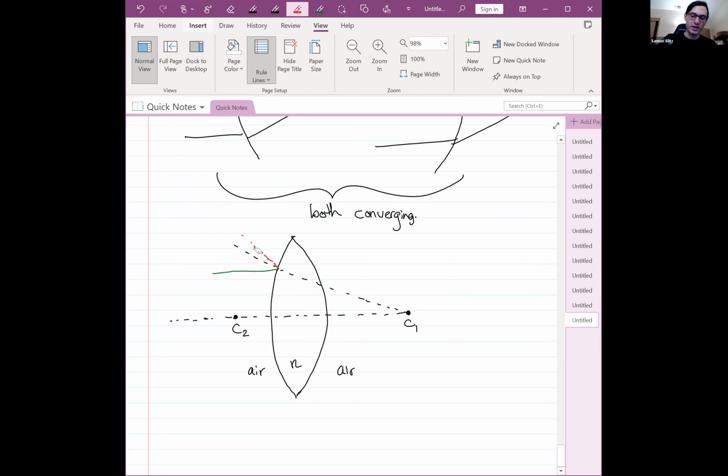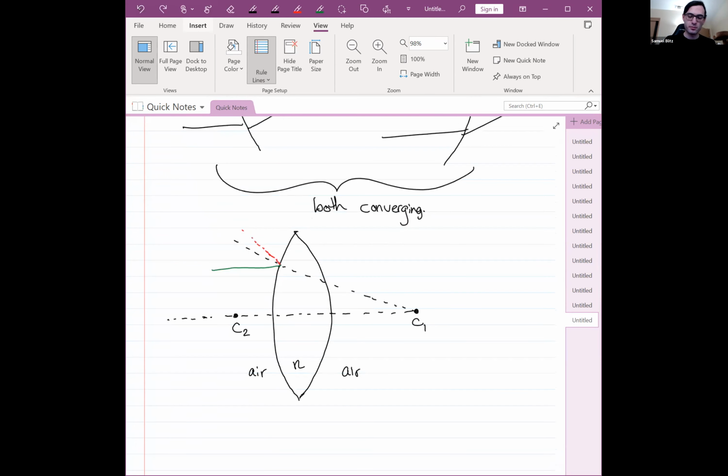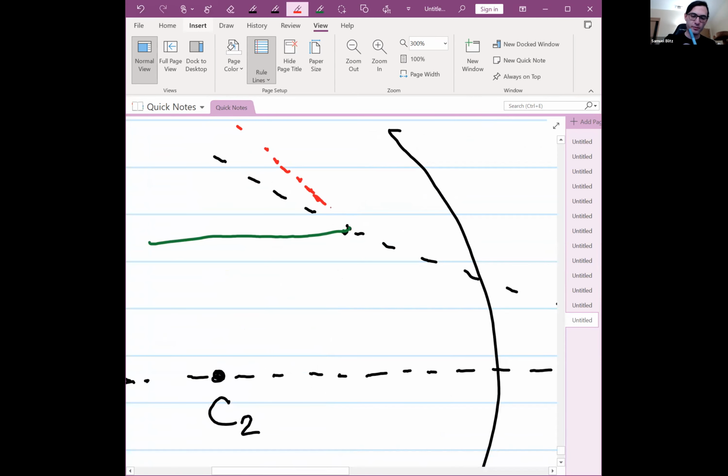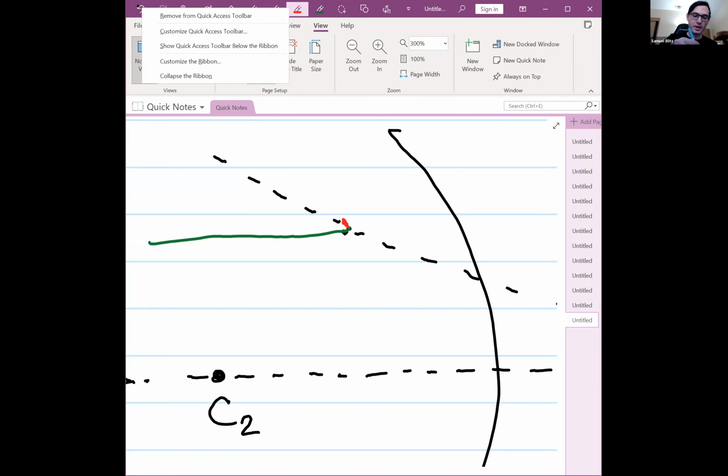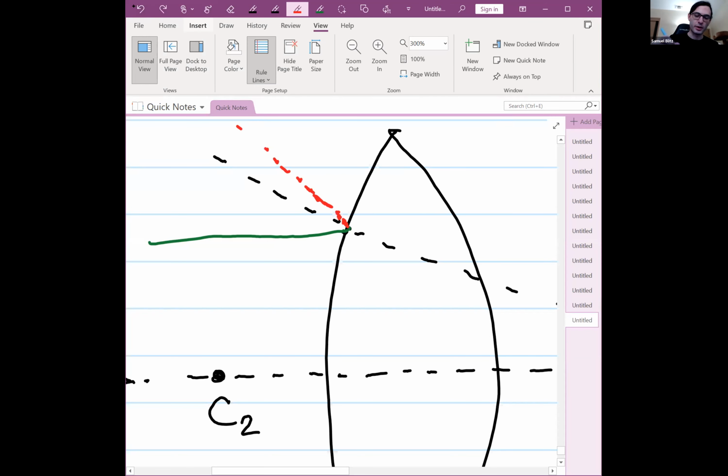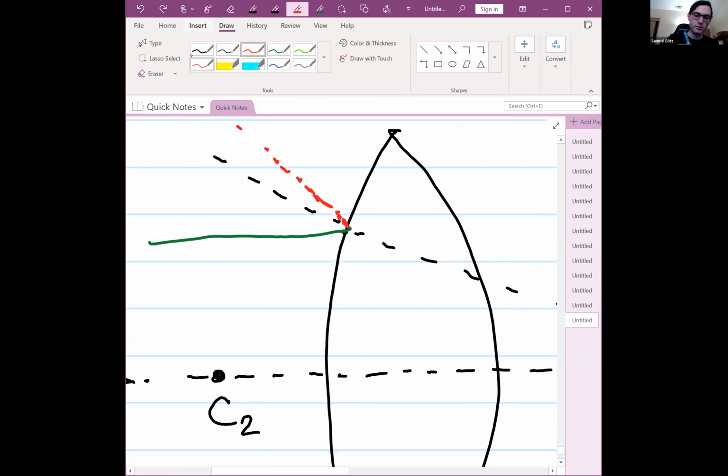Sorry, that's not even right. That's what you would do for a reflector. What am I doing? Zoom in and clear this up a little bit. Stop erasing that. Okay, now my tablet's just freaking out. There we go. Draw small eraser. There we go.